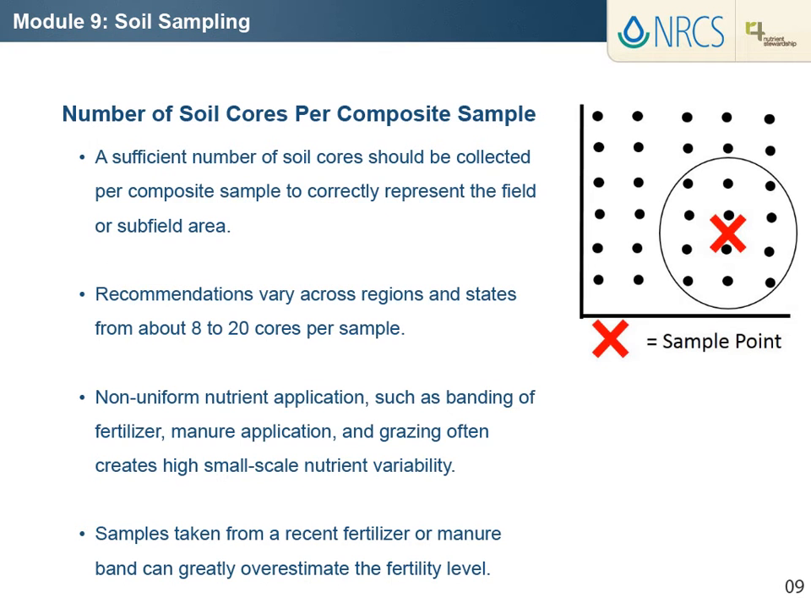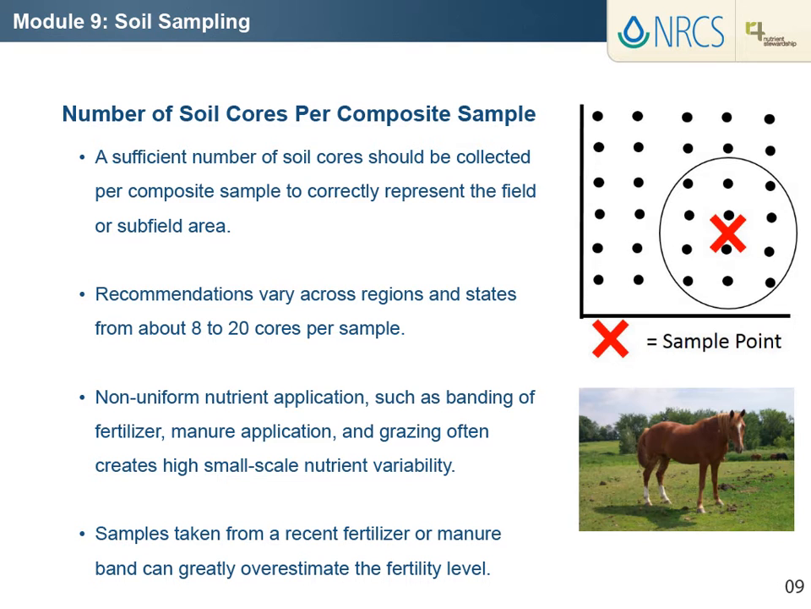A sufficient number of soil cores should be collected to create a composite sample that correctly represents the sampled area. Recommendations about core numbers per sample vary considerably, mainly because of variation in small-scale nutrient variability across nutrients and fields. Recommendations range from about 8 to 20 cores per composite sample.